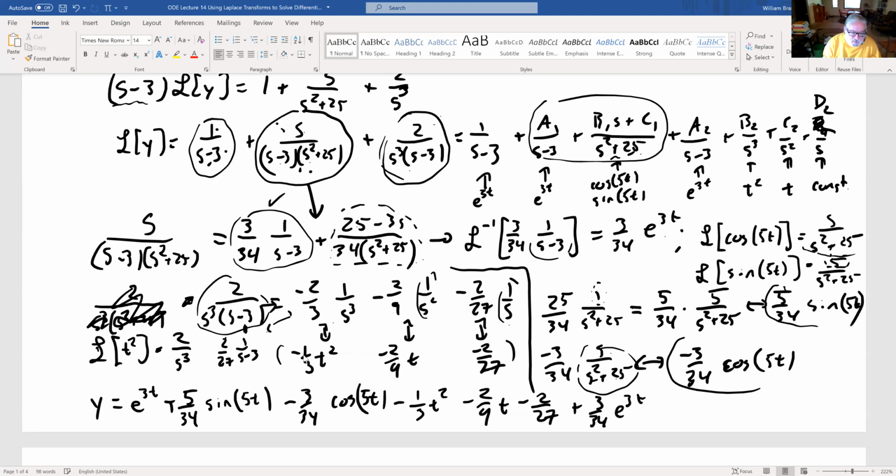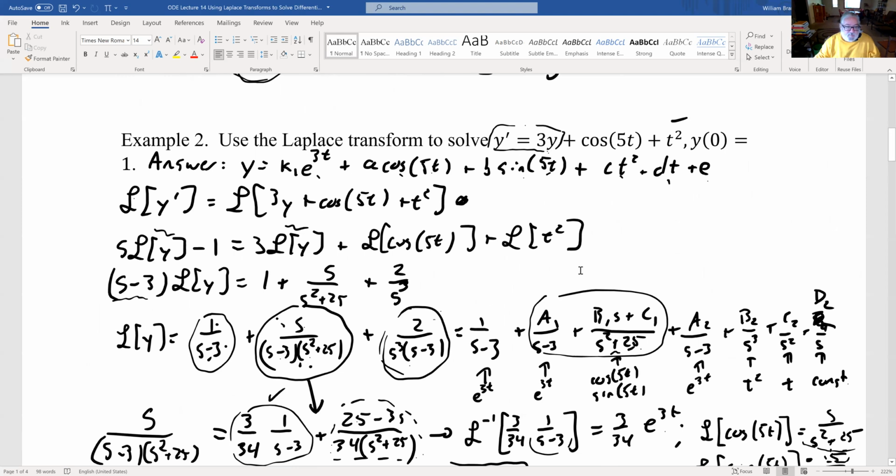Right, plus the rest of those. I apologize for leaving that out. 2 over 27 e to the 3t. Great, so what do we got? We got our e to the 3t. We have three separate terms for that, but we can add those together. We've got a sine 5t, a cosine 5t, and a quadratic, which is what we're expecting up at the top.